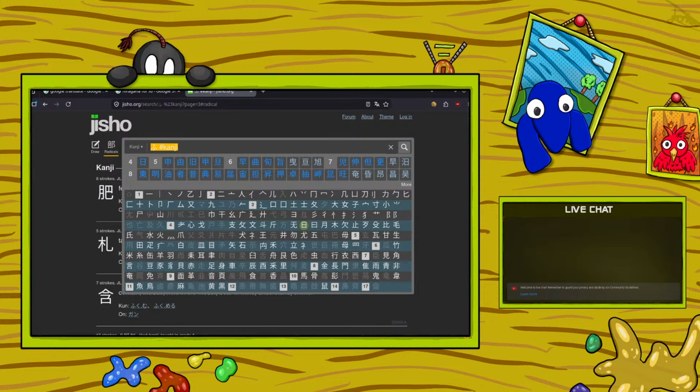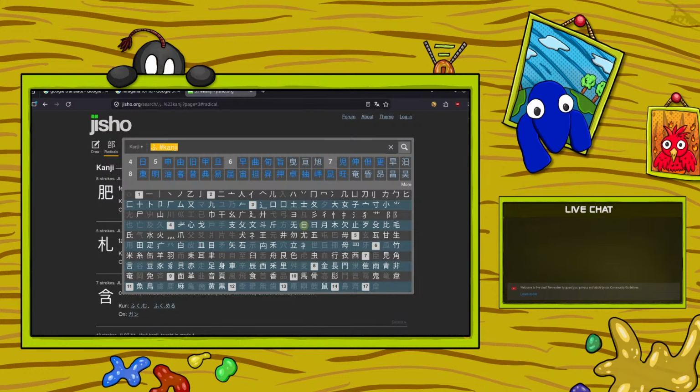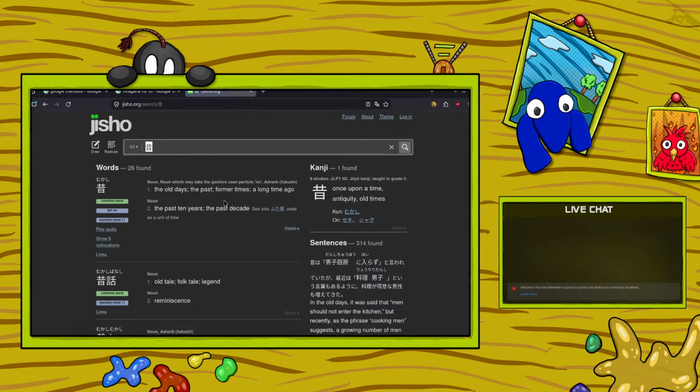So it's this one, but it has some different kind of feeling to it. So let me just double check this. So we only have these ones here. So we have this one. So the old days. But 昔, Mukashi, alright, so no.